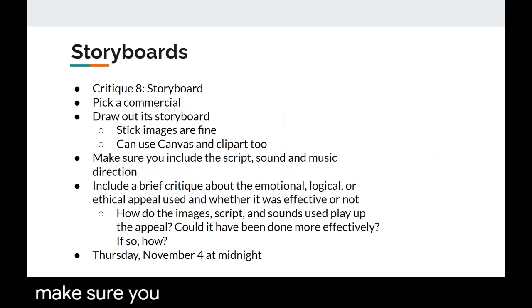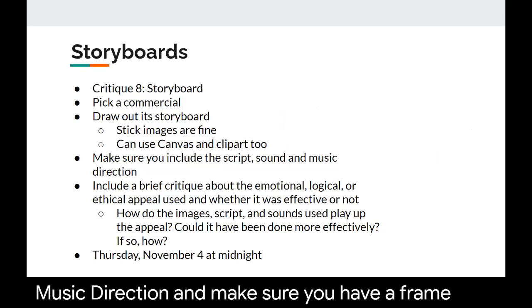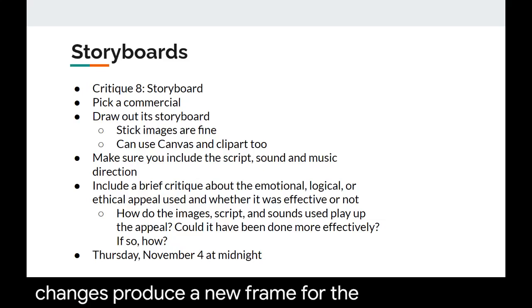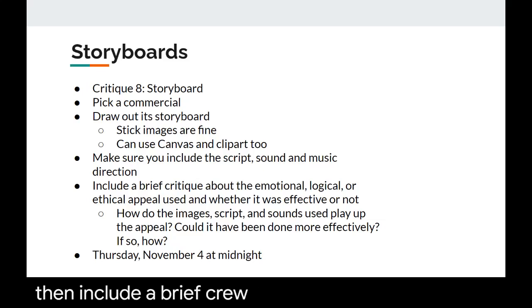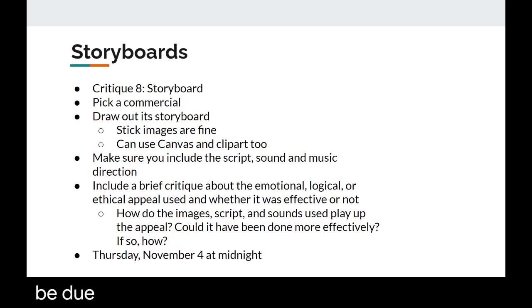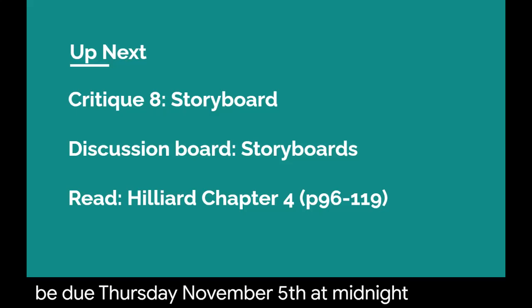Make sure you include the script, sound, and music direction, and make sure you have a frame for every new camera angle for the storyboard. So anytime a location changes, anytime a camera angle changes, produce a new frame for the storyboard. Then include a brief critique about what type of appeal was used and whether it was effective. This will be due Thursday, November 5th at midnight.